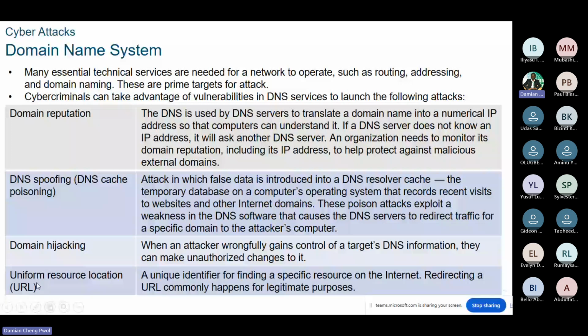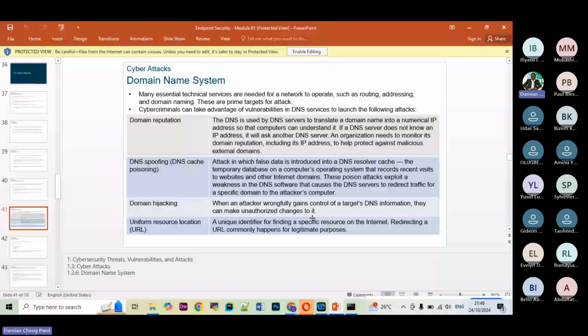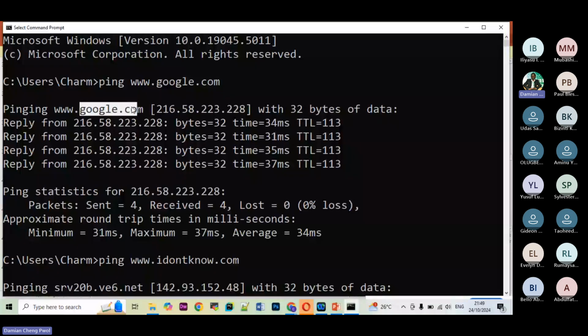Then domain hijacking: when an attacker wrongfully gains control of target DNS information, they can make unauthorized changes to it. Like what I just mentioned with Google, he gains access to the target, then he adds an O to it. Then you think that you are going to Google. That is the hijacking.